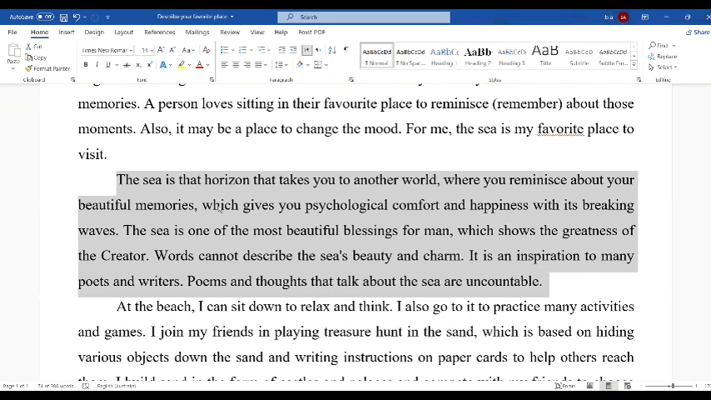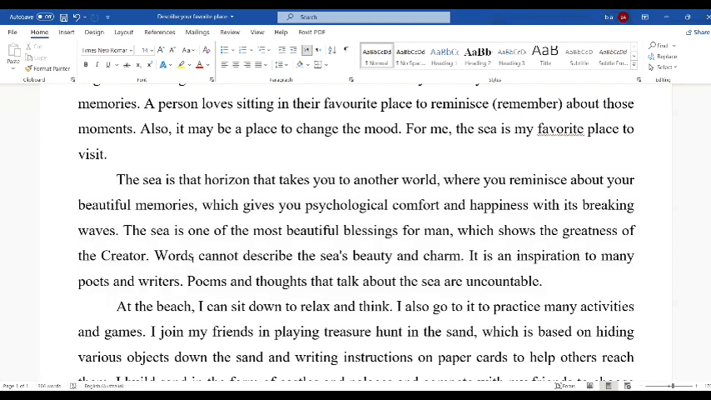I begin the body paragraph with a full sentence, right? I don't, for example, write just "sea" and a full stop. No, I wrote a full sentence. "The sea remains your beautiful memories, which gives you psychological comfort and happiness with its breaking waves." You see here how I am describing the atmosphere of the sea, how I am describing the waves. Okay, so here I'm describing the favorite place. I'm describing the sea, the waves, okay? I'm describing the feeling, how the sea makes you feel when you go, how you feel comfortable and happy when you go to the sea.